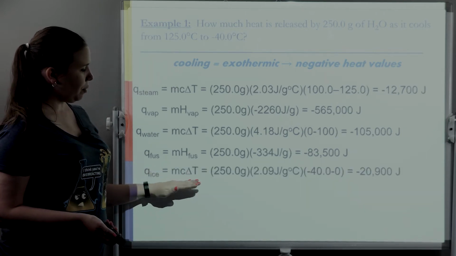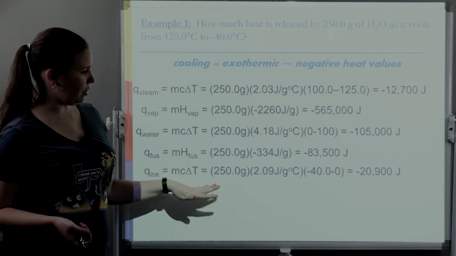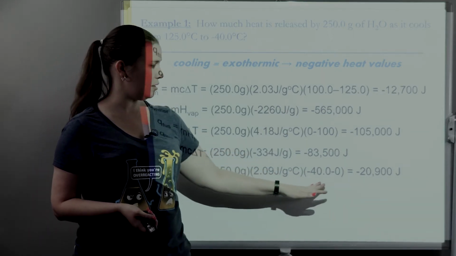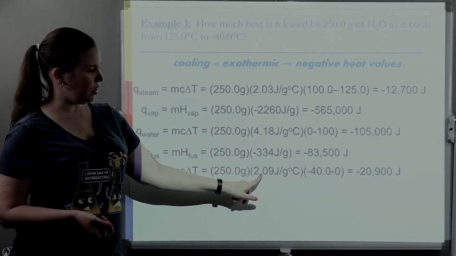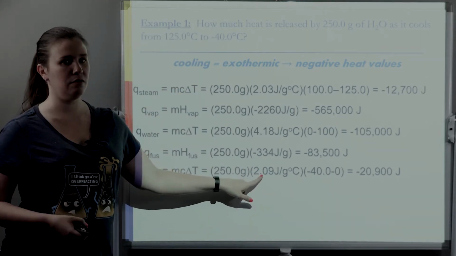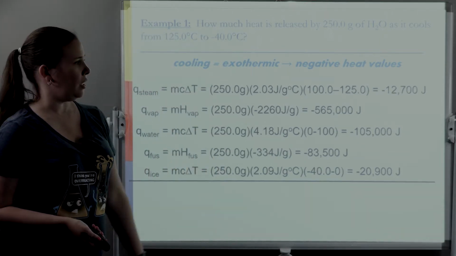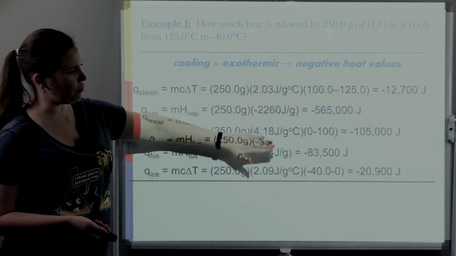Then for our ice, we're back to using mc delta T during the phase itself as the ice cools down, dropping the temperature of 40 degrees Celsius. So it ends at negative 40, started at 0. So again, we have a negative answer here, being careful to use the specific heat of ice for this step, negative 20,900 joules.